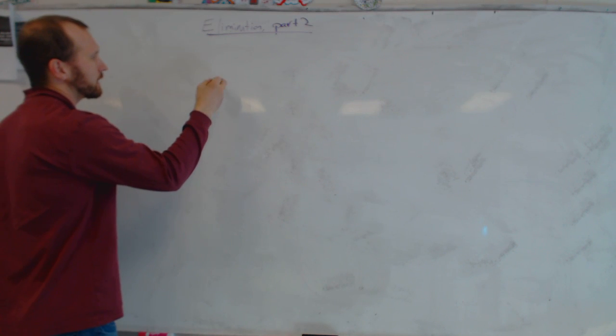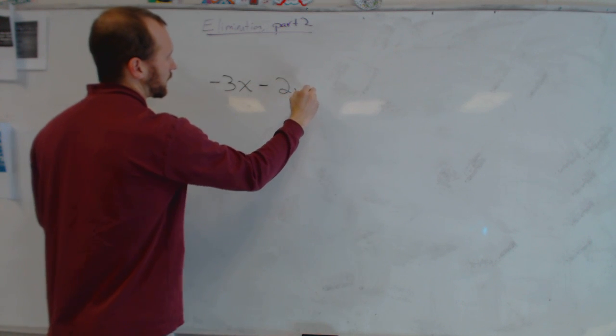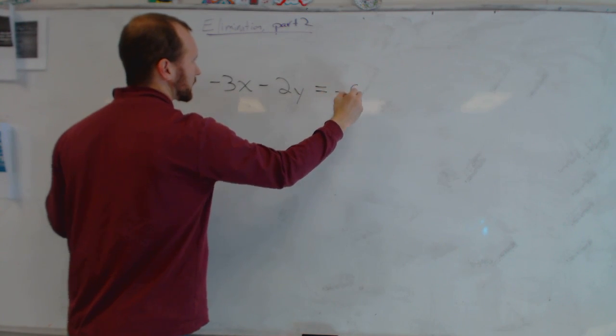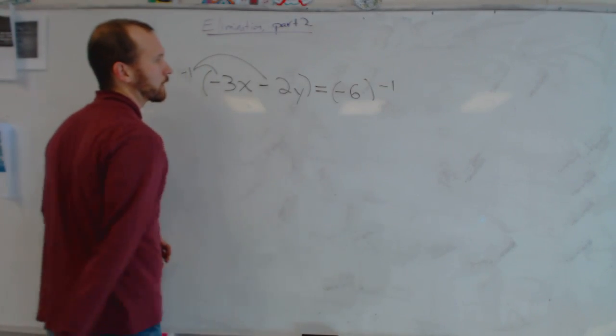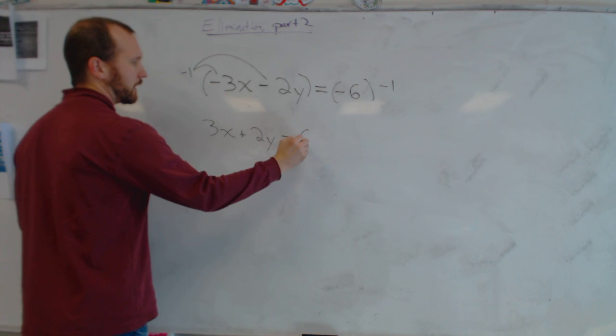What if I had an equation like this? Negative 3x minus 2y equals negative 6. Let's say we were going to graph this as a line. Wouldn't it be a lot easier if we got rid of a whole bunch of those negatives? So we could multiply both sides of this times negative 1. What happens is the distributive property, right? If I multiply this side of the equation times negative 1, I end up with 3x plus 2y equals a positive 6.